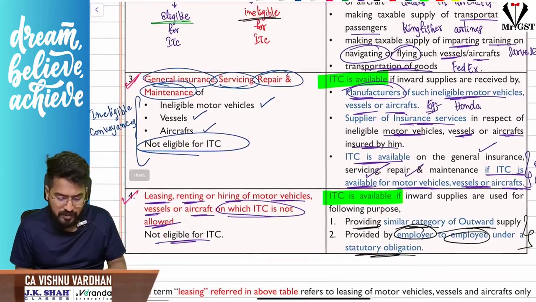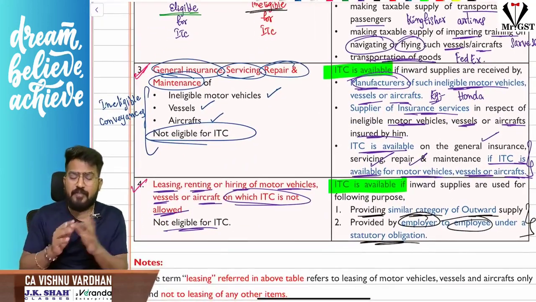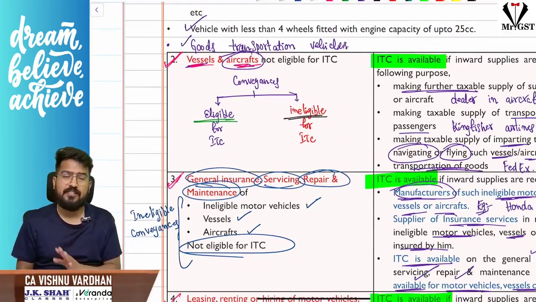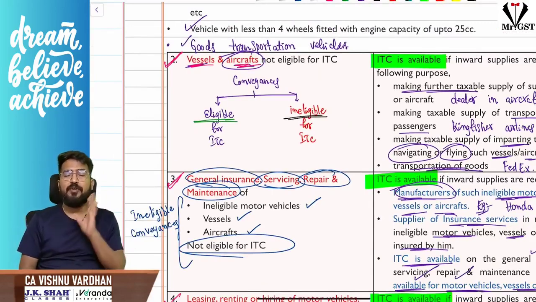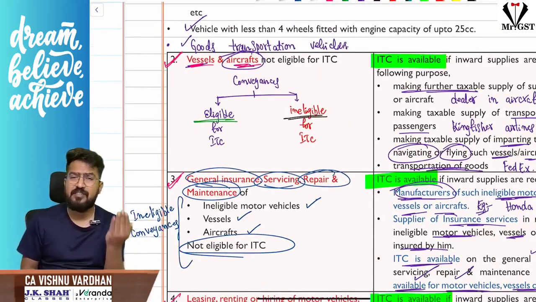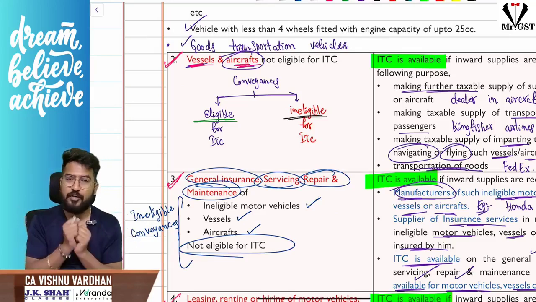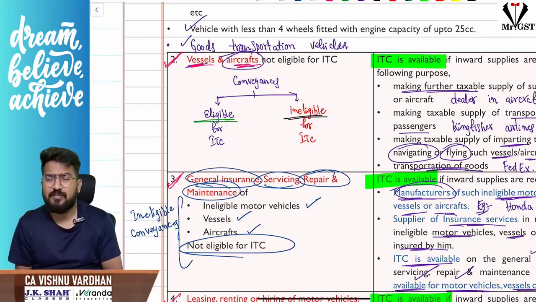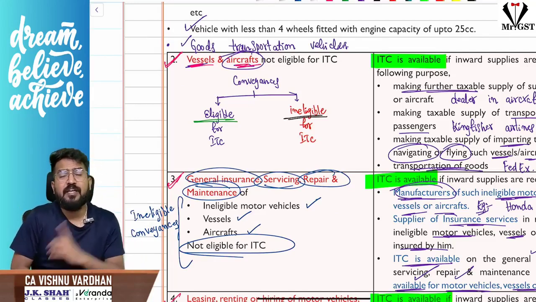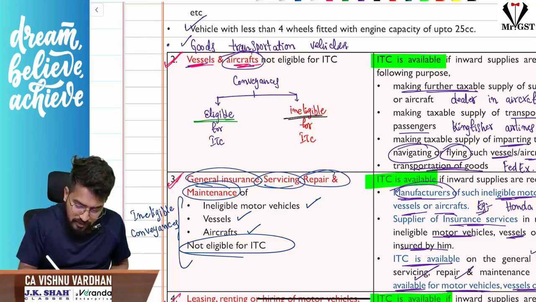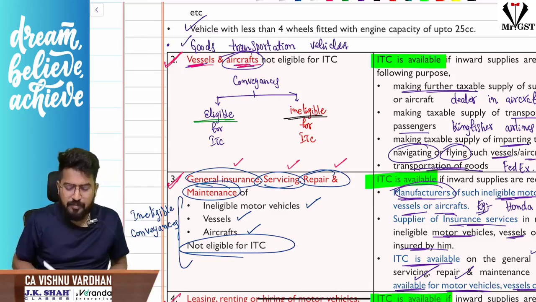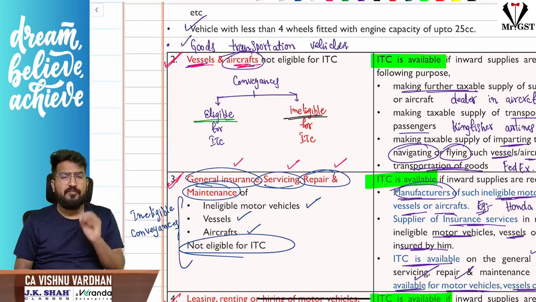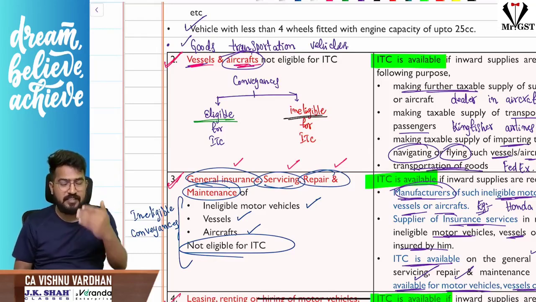Now coming to the next one. We have understood that here you are buying some conveyances. That means it can be vessels, aircrafts, or even vehicles. We call them together conveyances. Some conveyances are eligible for ITC, and in the majority of cases it is not eligible for ITC. If it is eligible, suppose SpiceJet Airlines has purchased an aircraft and they are eligible for ITC. They are taking general insurance on that aircraft or servicing, repairs and maintenance on that aircraft, they can take ITC.